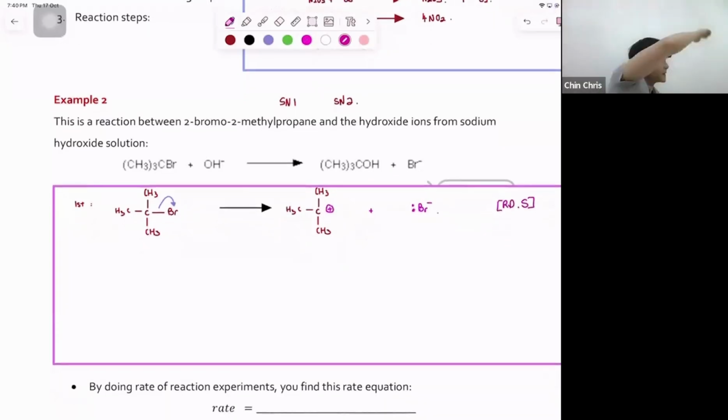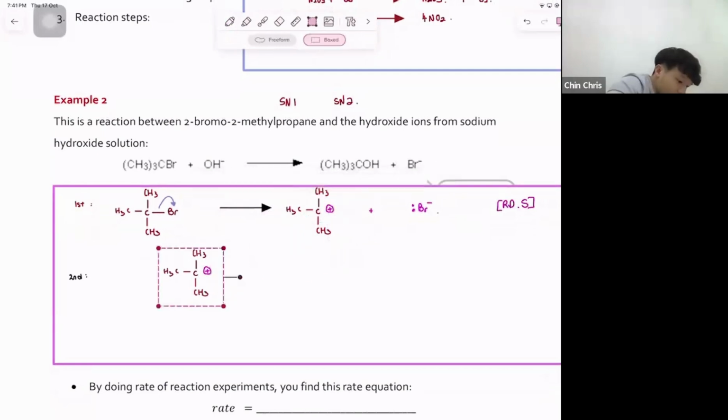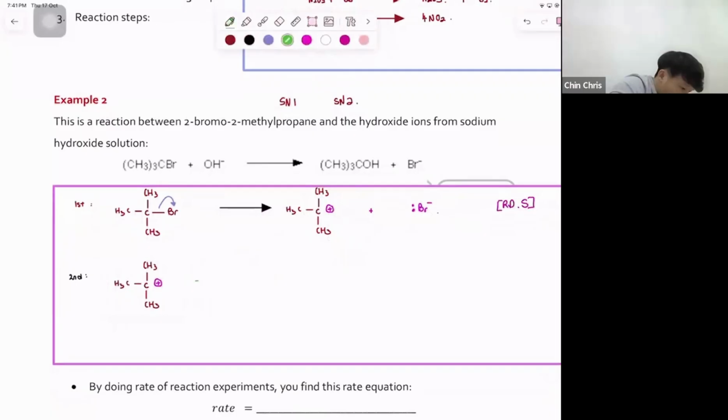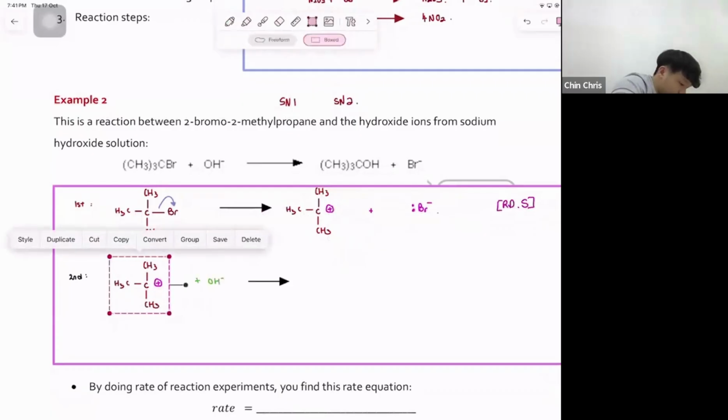Alright, guys, second step. Can you combine it and get me the final answer? Where's your intermediate? In my second step, I have to get rid of the intermediate, and what do I use? OH minus, to give the product.